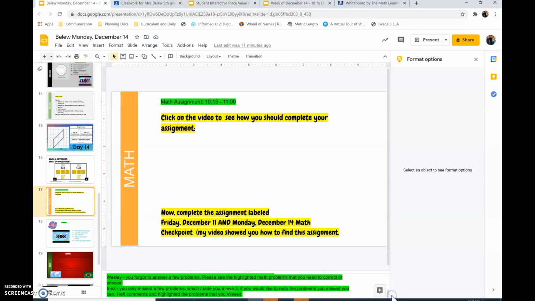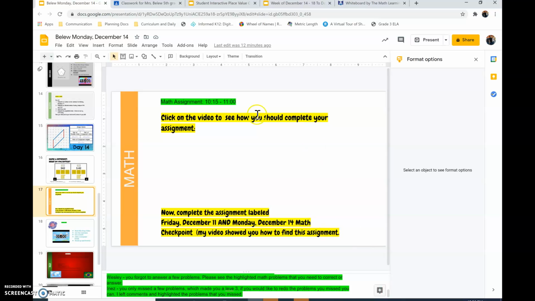And Inez, you only missed a few problems, which gave you a level 3, which is great. But if you would like to go back, I did return it to you, and I left comments and highlighted the problems that you missed. You are more than welcome to find those. I think it was only 4 or 5 problems, and you may redo them, okay?